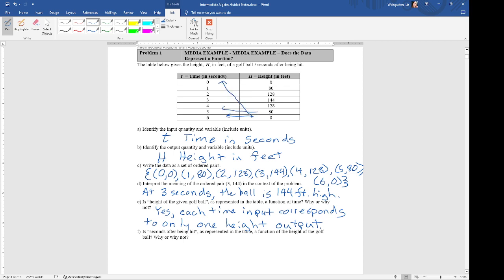So 0 goes to both 6 and 0. 80 goes to both 5 and 1. 128 goes to both 4 and 2. Even one of these could discredit this from being a function. So no. Multiple times correspond to several heights.